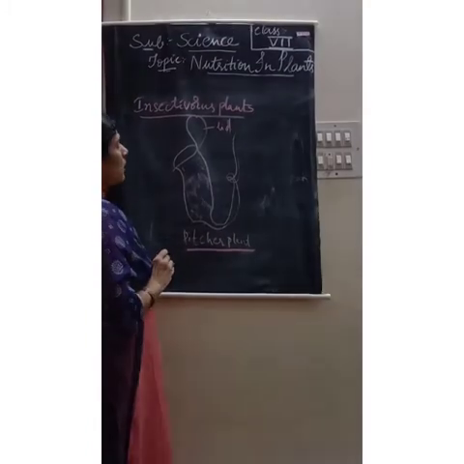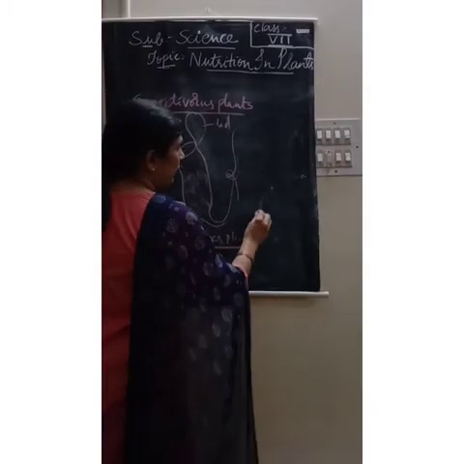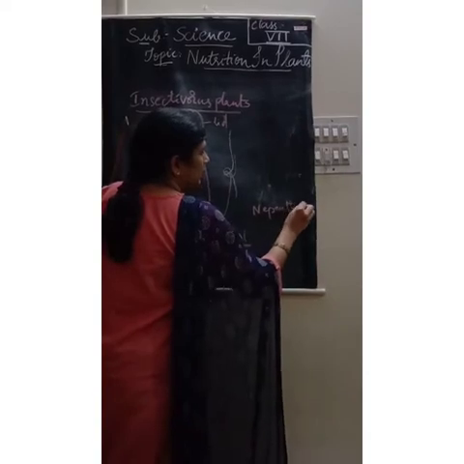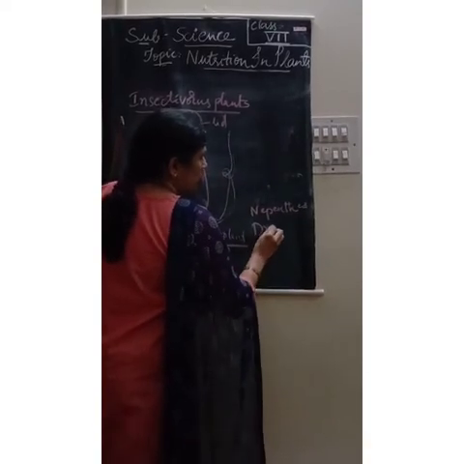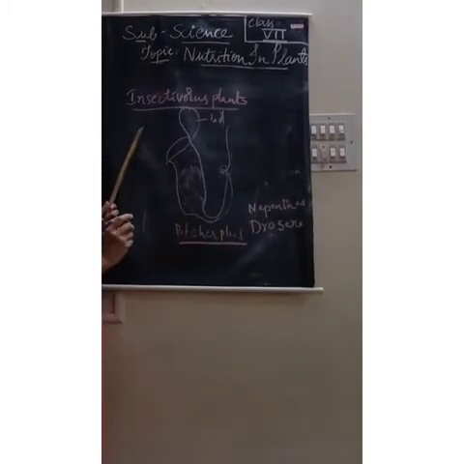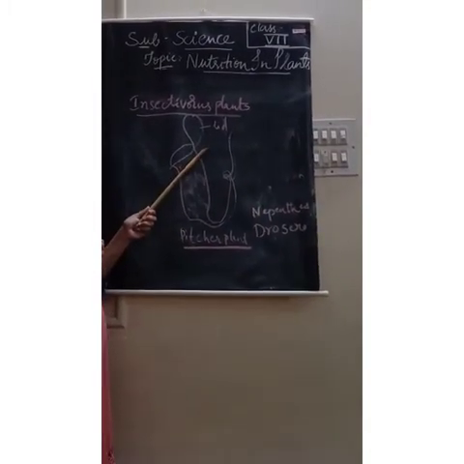Other examples of insectivorous plants are Nepenthes. What is that, children? Nepenthes. Drosera. We have studied this in 7th standard, children. These are the examples belonging to insectivorous plants.